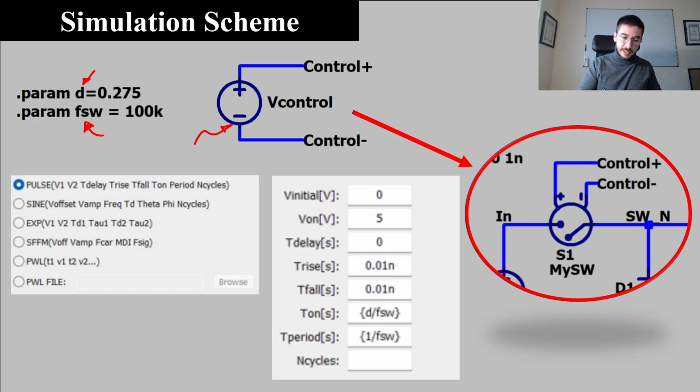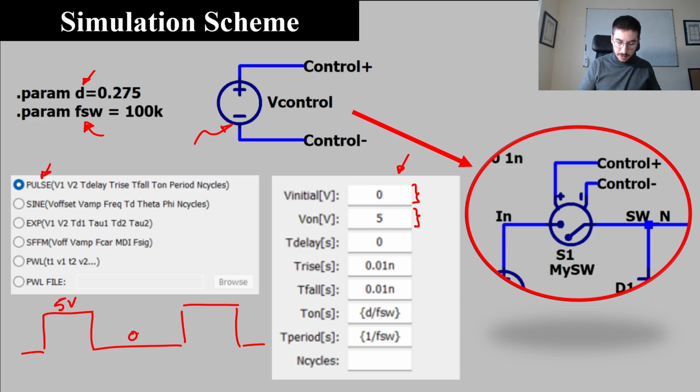How do we define the control signal? We are going to generate a pulse voltage waveform, and we are going to consider these parameters. This is the voltage value in low state. This is the voltage value in high state. So we are generating a voltage like this. This is 5 and this is 0. Time delay is not important.